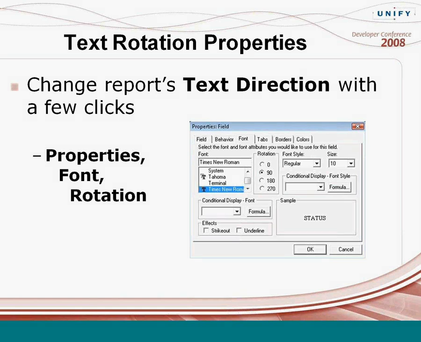The feature that we're going to talk about now was also a request from many customers, which is the ability to rotate your text in your report. So we'll be able to change the report text direction just with a few clicks. It's actually a new property for your data field or for your background text. In the Font tab, you can just select the rotation. You can rotate it to 90 degrees, 180 or 270, easily just by going into your Properties object.